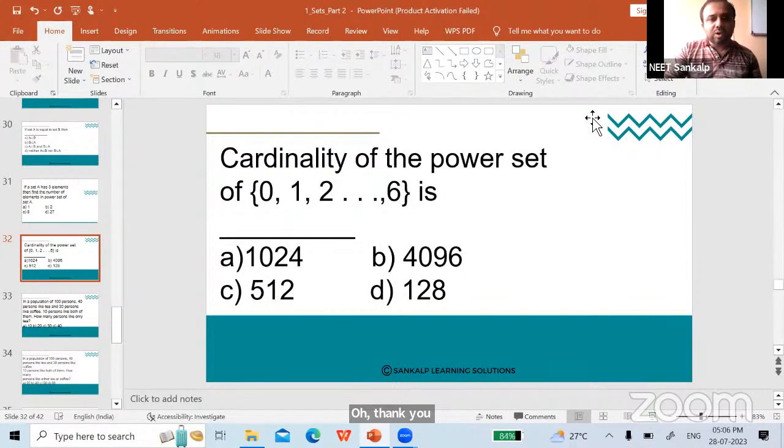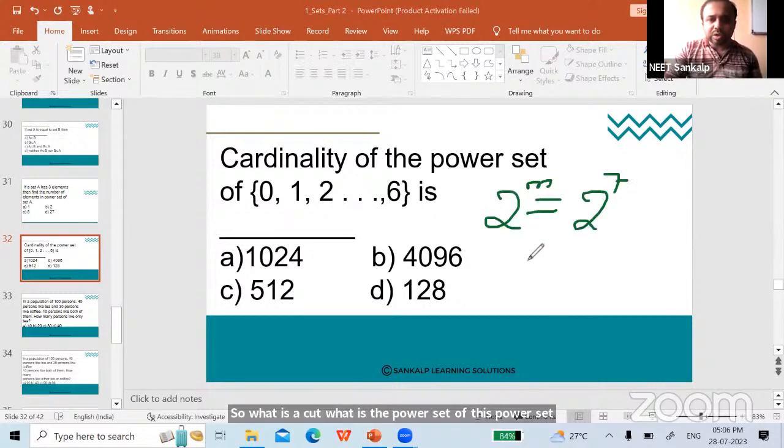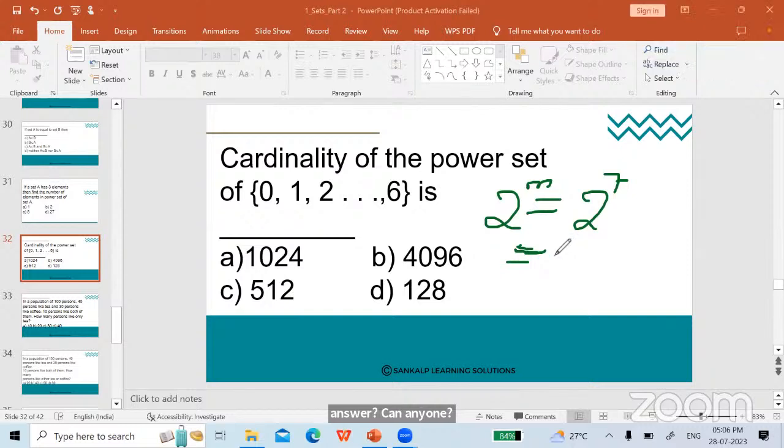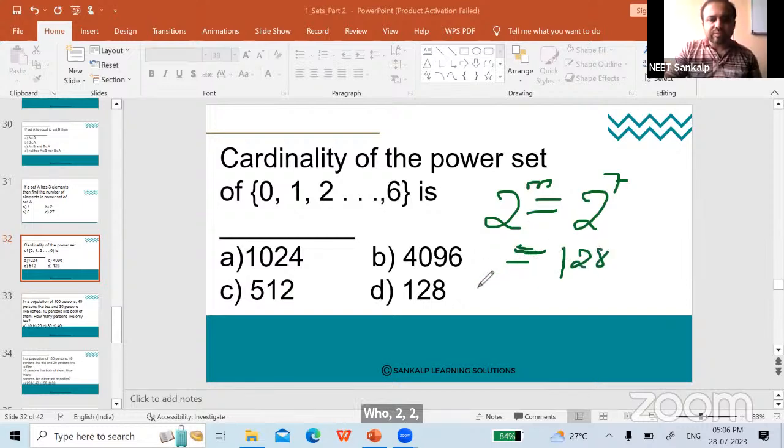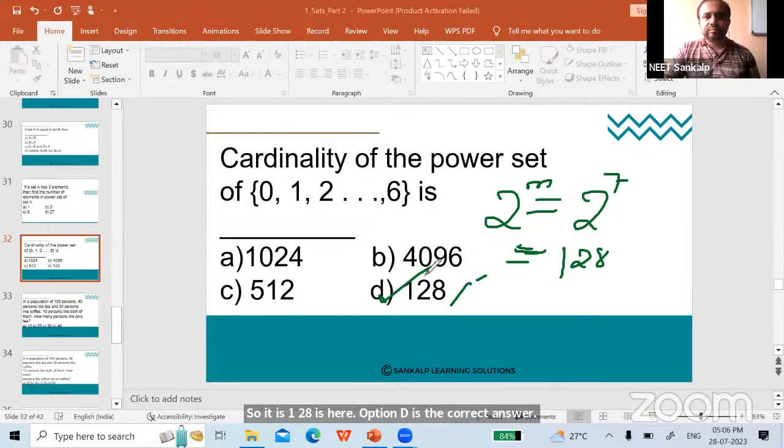So 7. What is the power set of this? The power set is always indicated by what? 2 raised to m again. So 2 raised to 7. What is 2 raised to 7? Can anyone answer? 128. So 128 is the correct answer for this. Option D is the correct answer. Is that clear? Yes, sir.